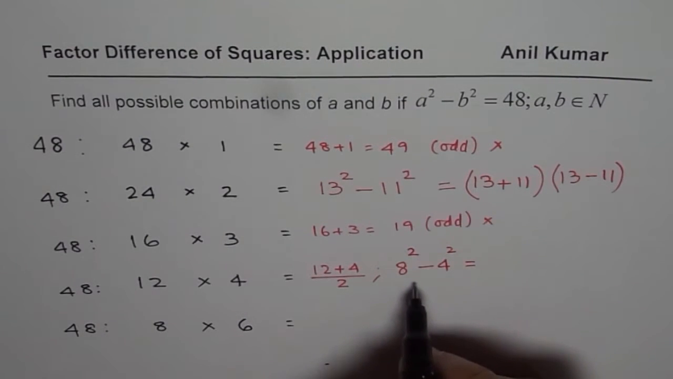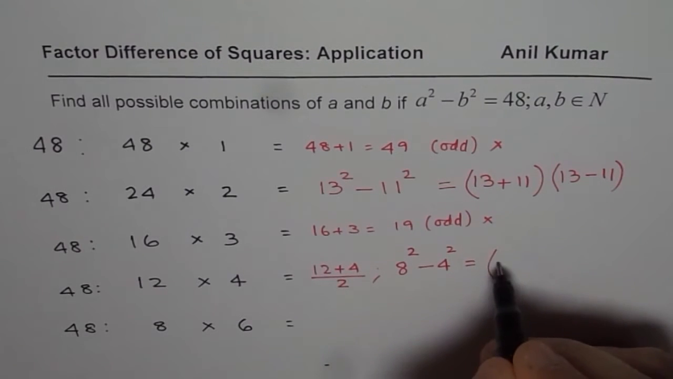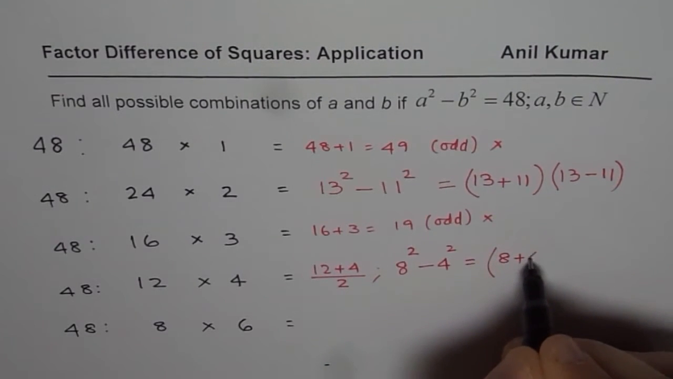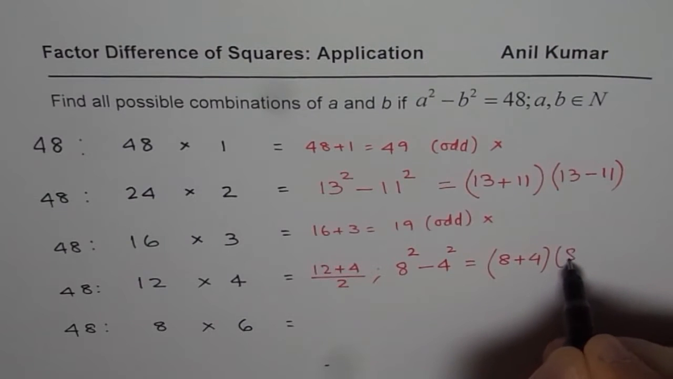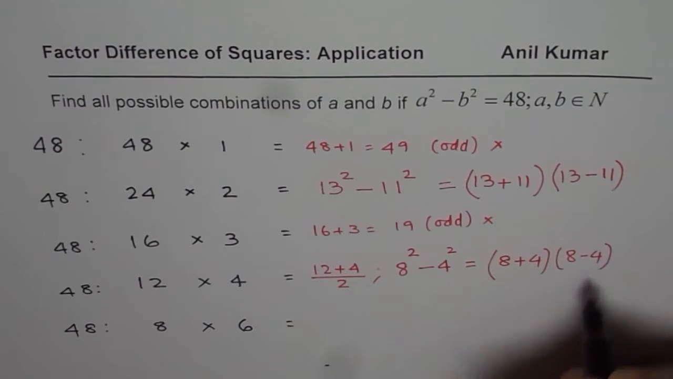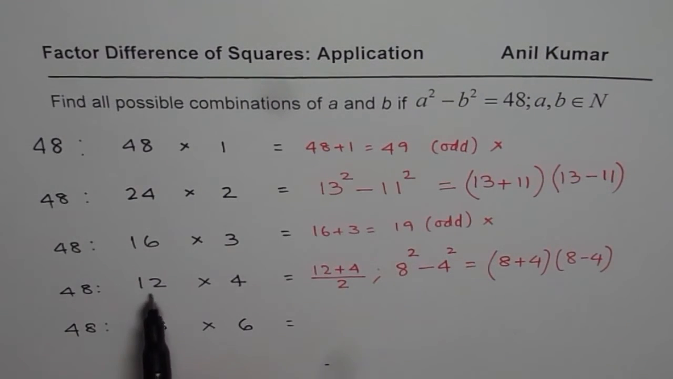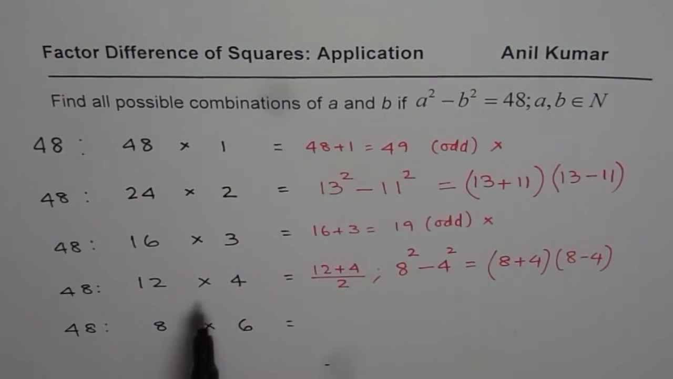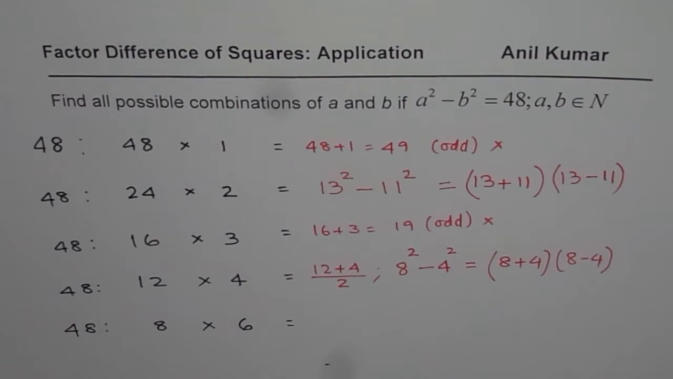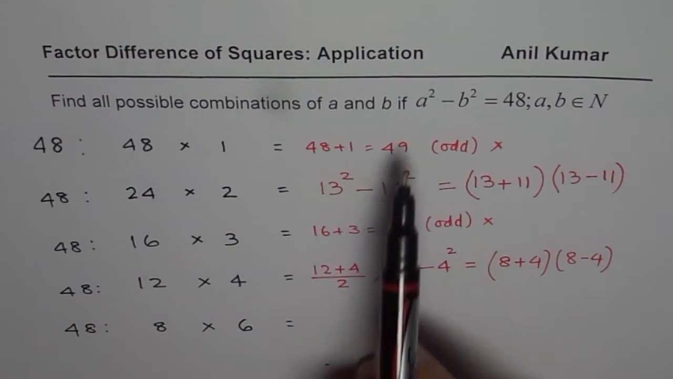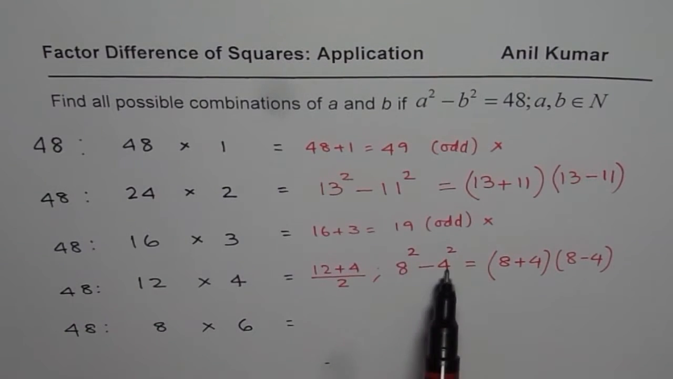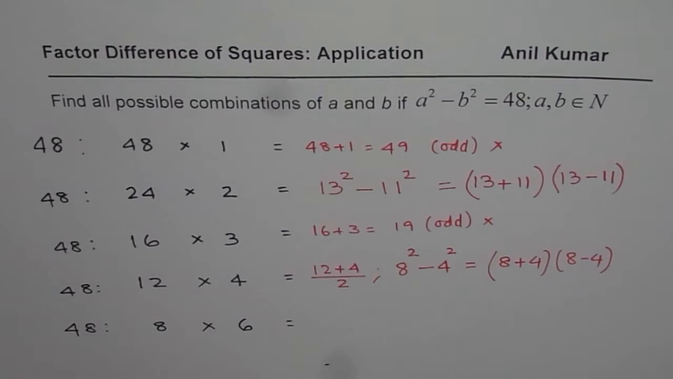I'll explain this strategy once again. What we get here is 8 plus 4 times 8 minus 4. You can see 8 plus 4 is 12 and 8 minus 4 is 4. So it could be factored, and our a and b are 8 and 4 in this case. Now, if you have understood the strategy, can you apply it for the last one?